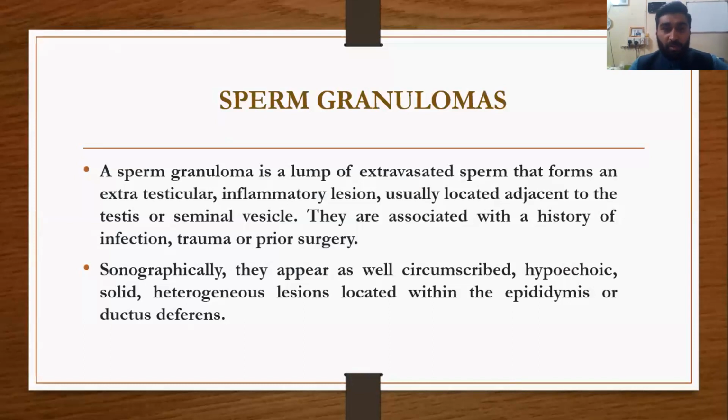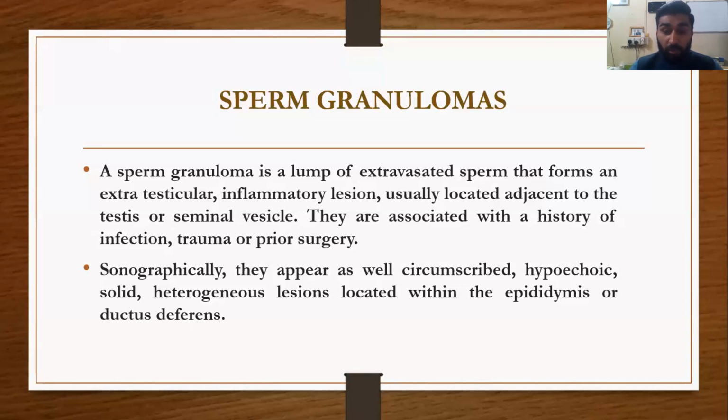So the next one is the sperm granuloma. A sperm granuloma is a lump of extravasated sperm that forms an extratesticular inflammatory lesion, usually located adjacent to the testis or seminal vesicle. They are associated with a history of infection, trauma, or prior surgery. Sonographically, they appear as well-circumscribed, hypoechoic, solid heterogeneous lesions located within the epididymis or ductus deferens. The most common location of sperm granulomas is the epididymis.